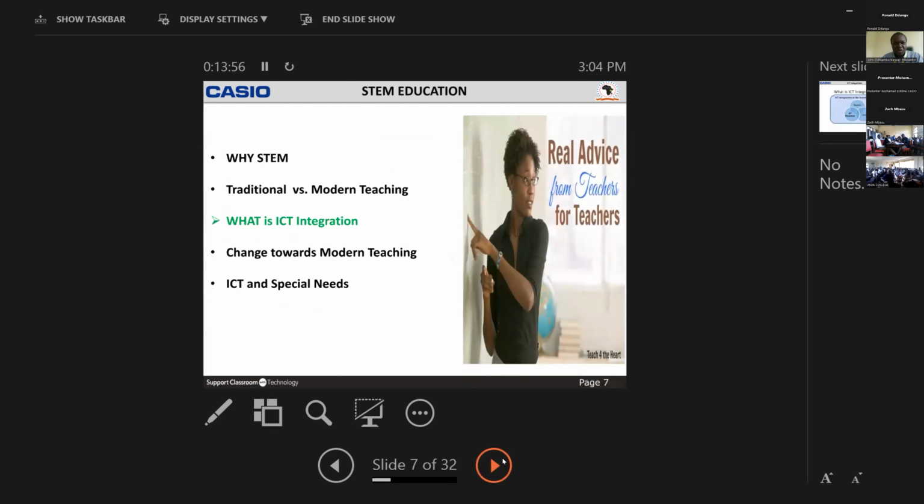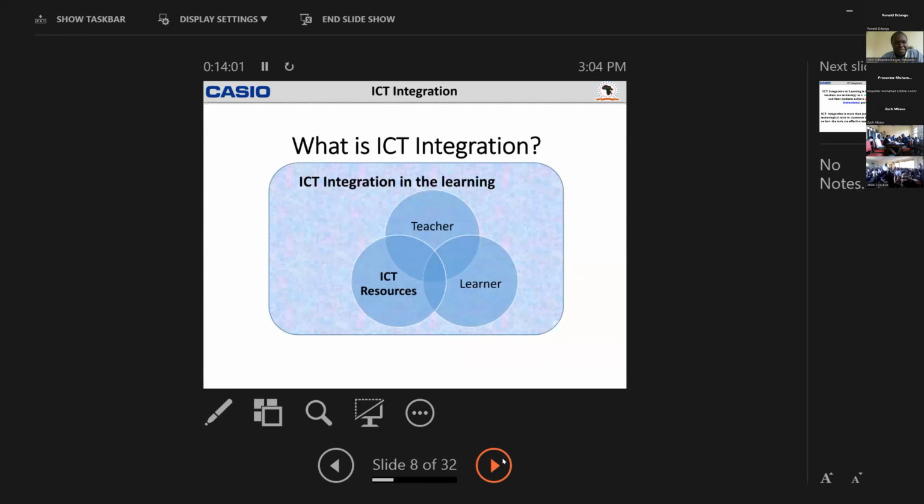So then, what is ICT integration? We want to bring technology into this. And my previous colleague, who presented from Makerere University, I believe, was also trying to bring in the issue of TPACK, which is very, very critical. It also emphasizes the issue of technology in education. What does it do? It makes the whole process of education more versatile.